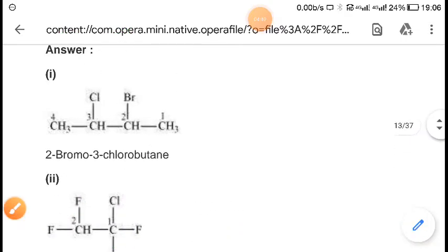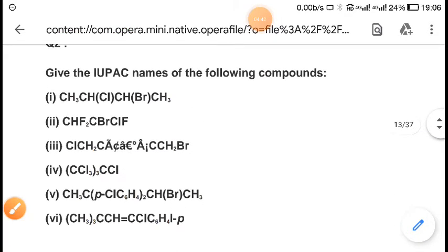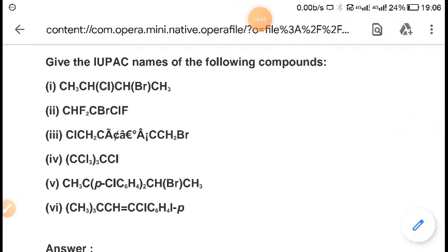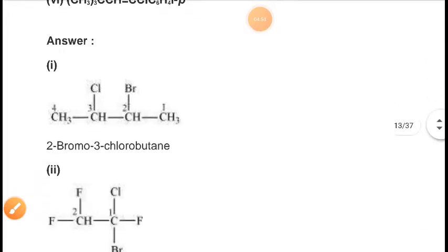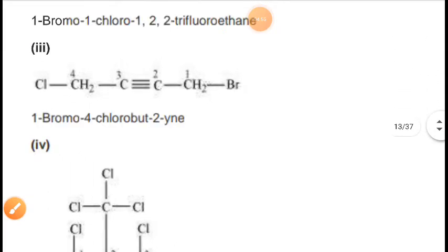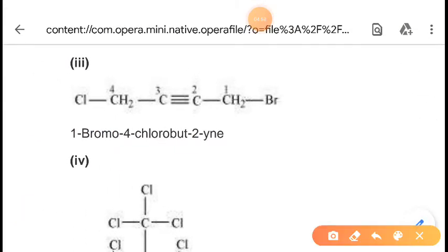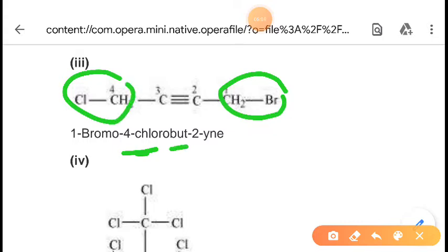Okay. So now in the next question, question number 3, this question is a misprint here. So this question is actually this one, you can see here. This is 1 bromo 4 chloro but 2 yne. So 1 bromo, 4 chloro. After that but, how many carbon? 1 2 3 4 carbon. But means 4 carbon. In the second place yne is there, you can see yne, right?